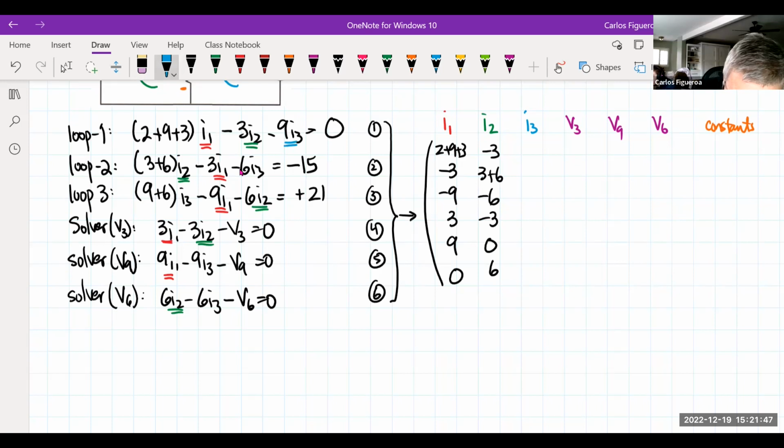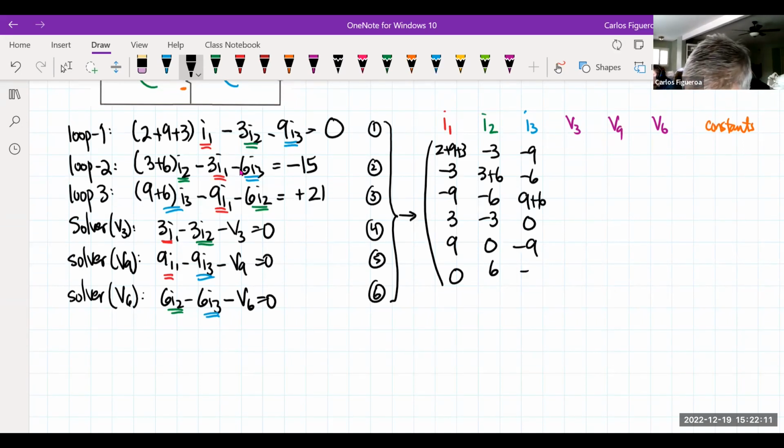Let's go to I3. I3 here, right here, right there, right here, right there, right there. So let's go write those guys in. So this is -9. Second equation says it's -6. Next one is 9 plus 6. Then I go to 0, -9, and the next one is -6. Okay, let's go through the next ones now.